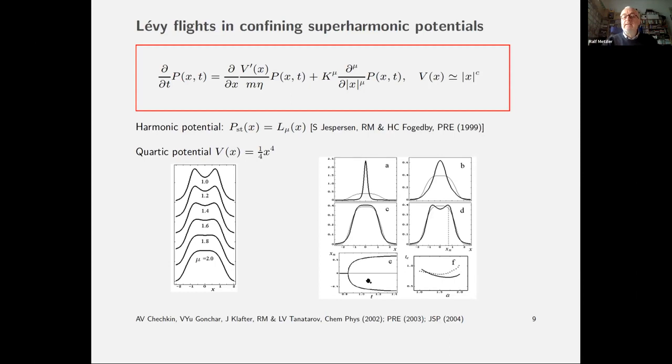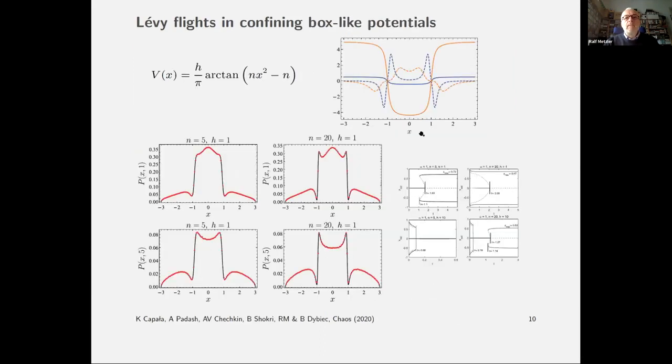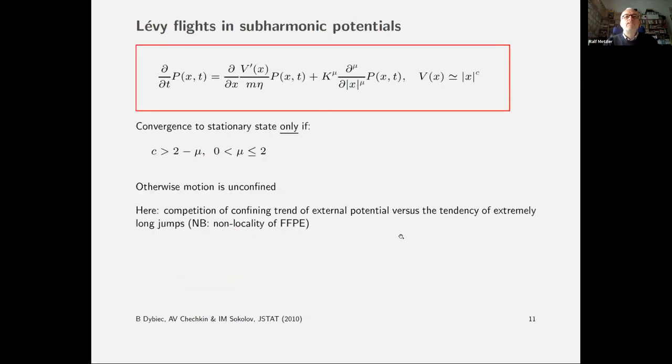There are also more complicated situations when we have intermittent situations of 3 peaks and so on, which is discussed in these older papers. We can also use a different potential, this arcus-tangent potential that looks like this, I think, orange line here. So it approximates a box potential, and you can see very, very complicated crossover behaviors with multimodal states here.